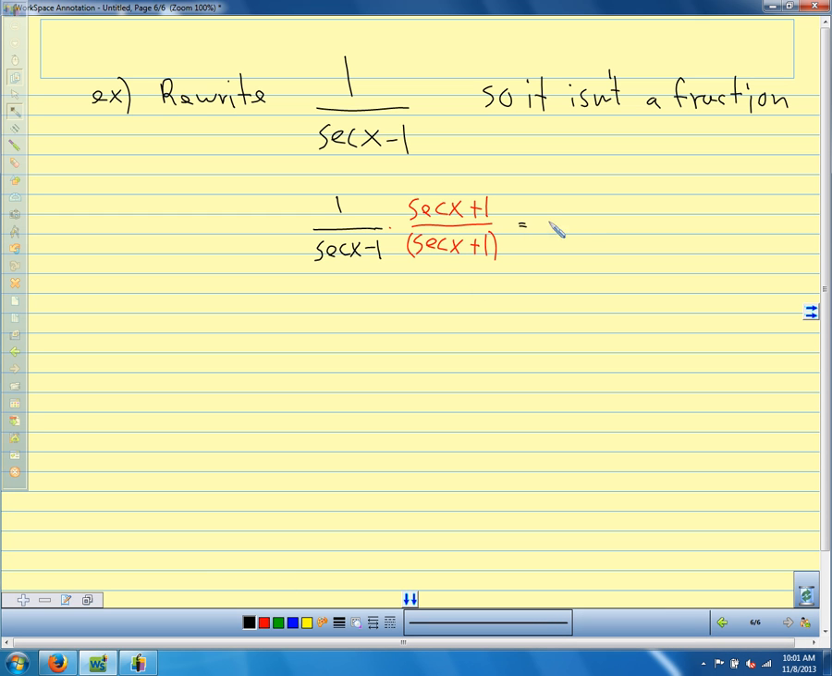Now when I multiply this out, I get on the numerator secant x plus 1. And what do I have in the denominator now? Secant squared x minus 1. Secant squared x minus 1 is tangent squared. This is a Pythagorean identity.